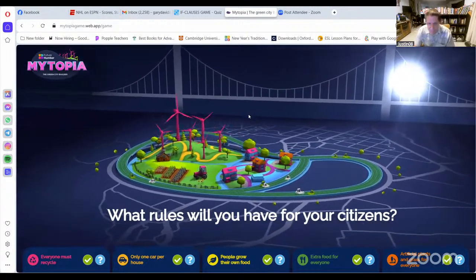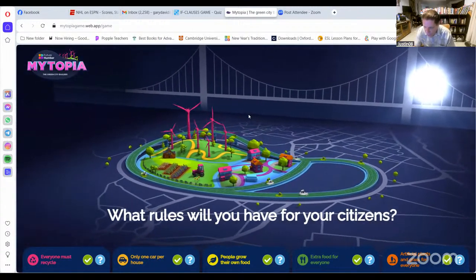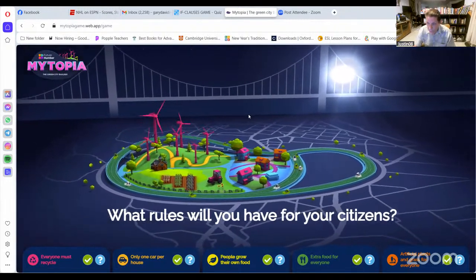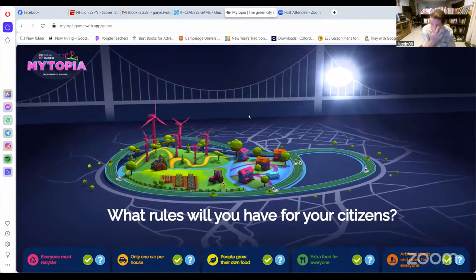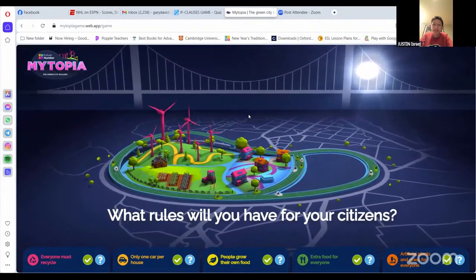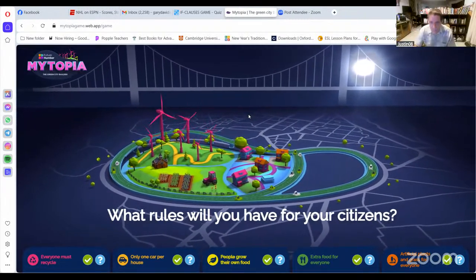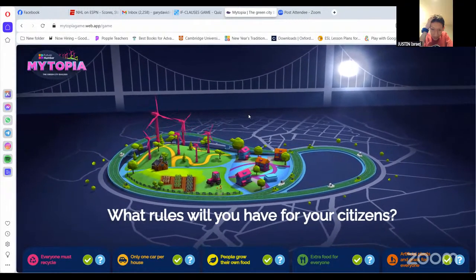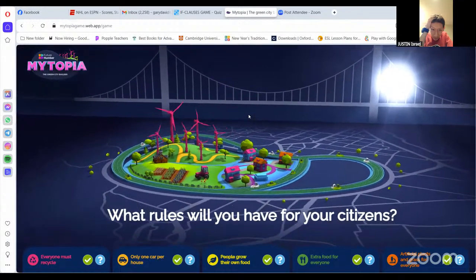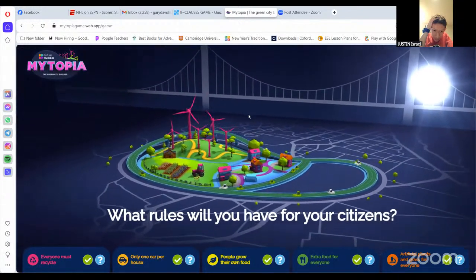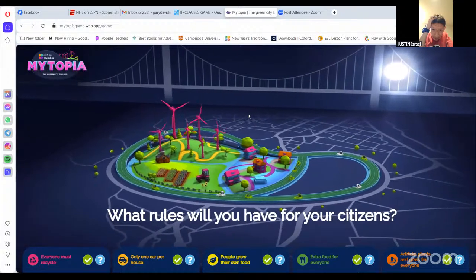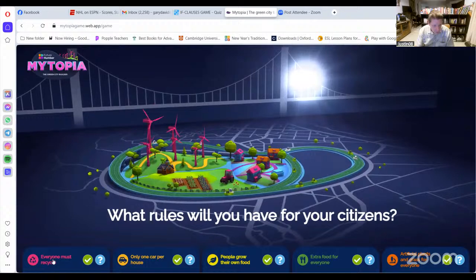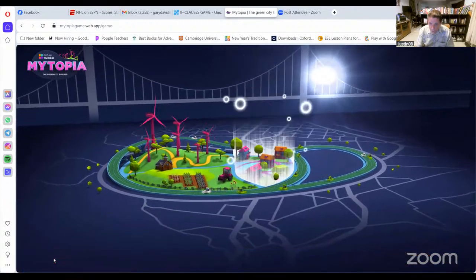Interesting. Why would someone want to have artificial plants and grass? Artificial means that the plants and grass are not real. So what do you think? What rules will people have? Everybody has to recycle, I would say. All right, so we'll include that.